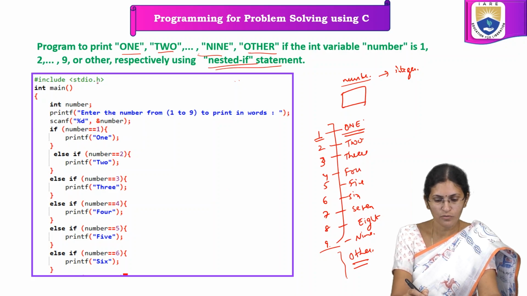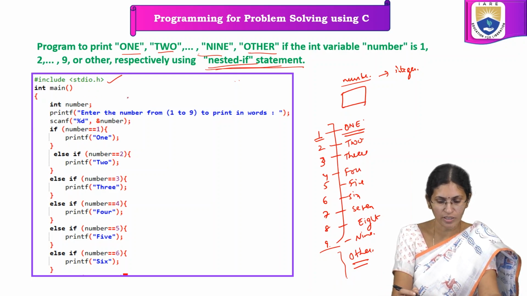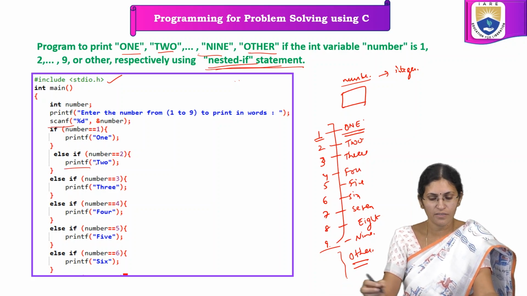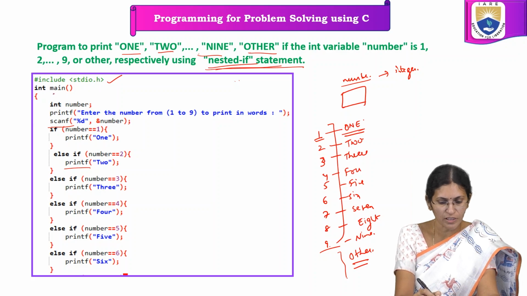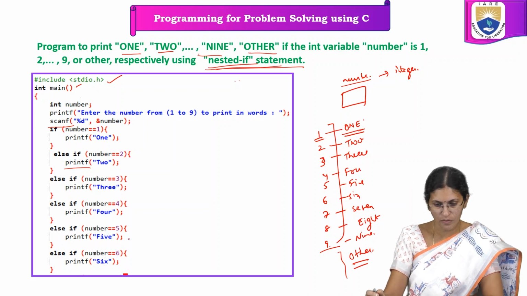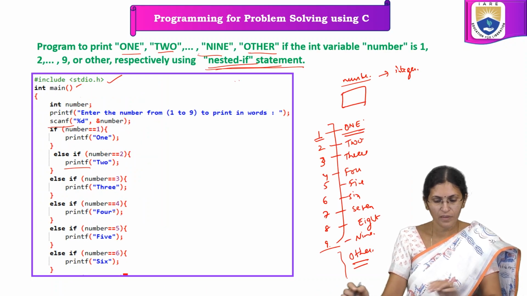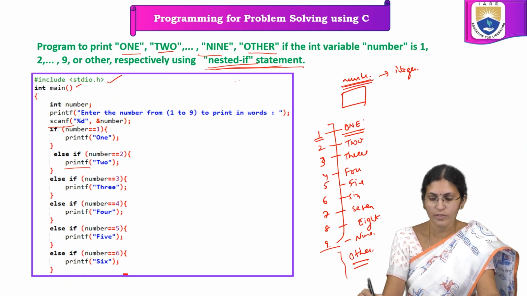For this, by using nested if statement, first we have to include the stdio.h header file, because the scanf function and printf function are defined in the stdio.h header file. Whatever statements we need to write, we need to write inside the int main function. So this is the whole program. Since the return type of the main function is integer, we have to write return 0 at the end.